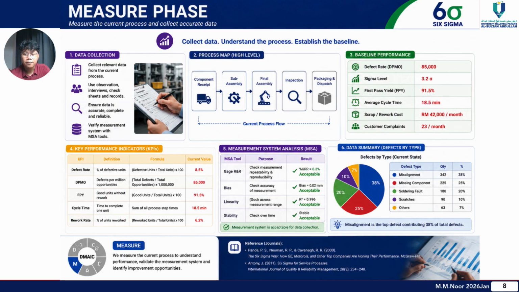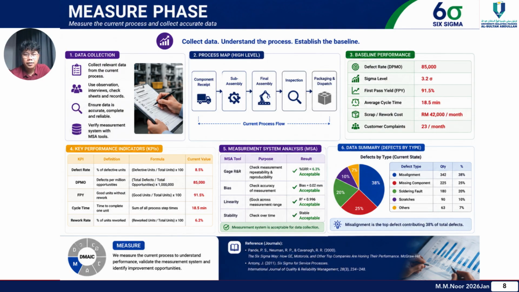And then we have the baseline performance. The baseline performance table provides the current process performance. For example, the defect rate is 85,000 defects per million opportunities, and the Six Sigma level is only 3.2 sigma. So this value establishes the starting point before improvements are made.